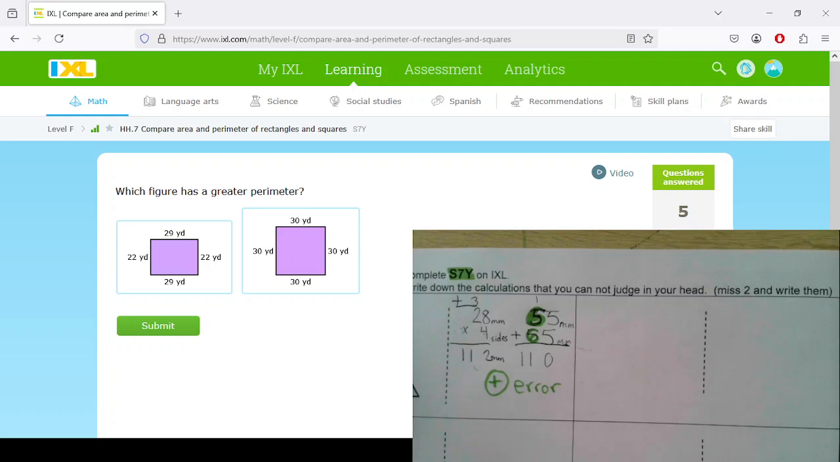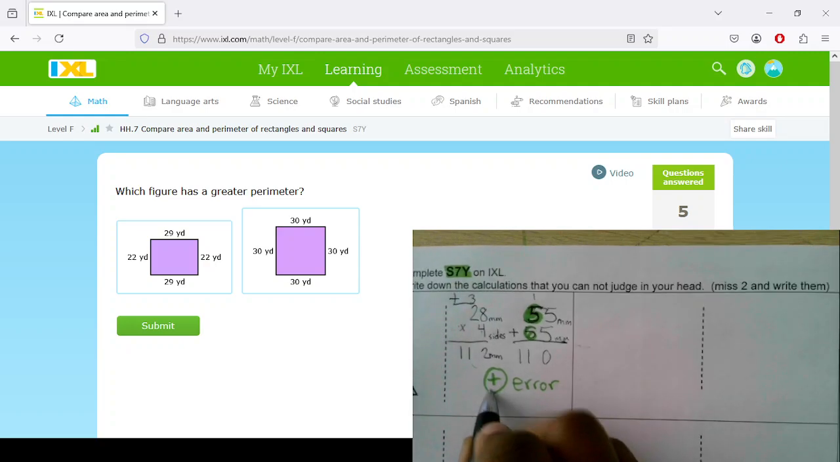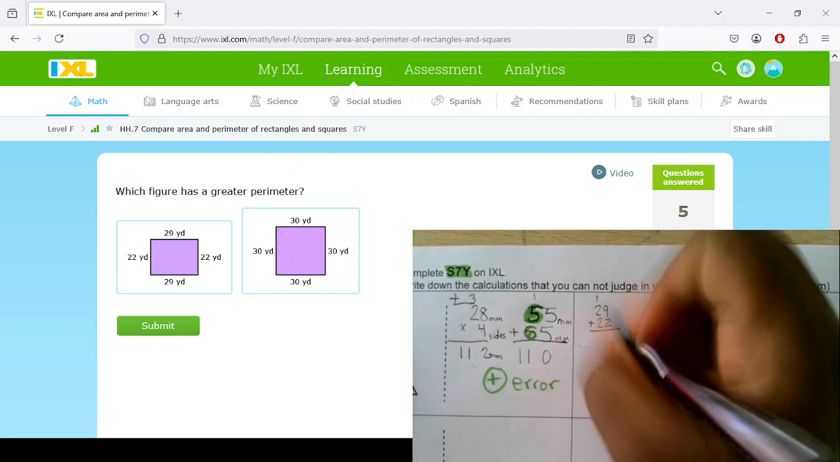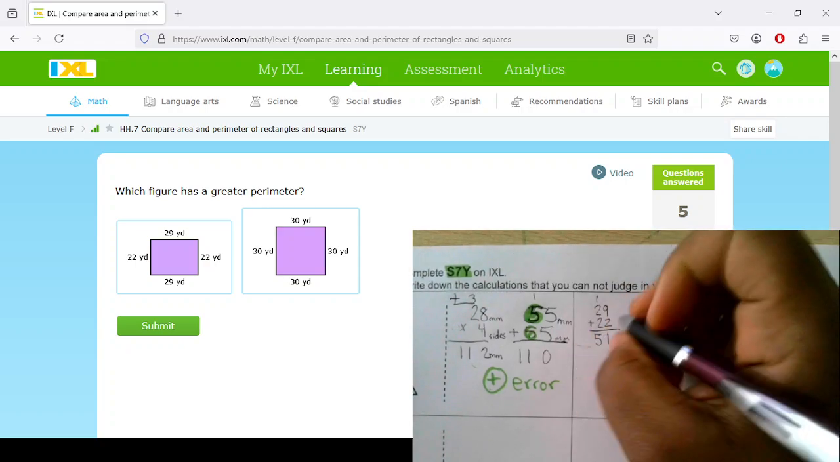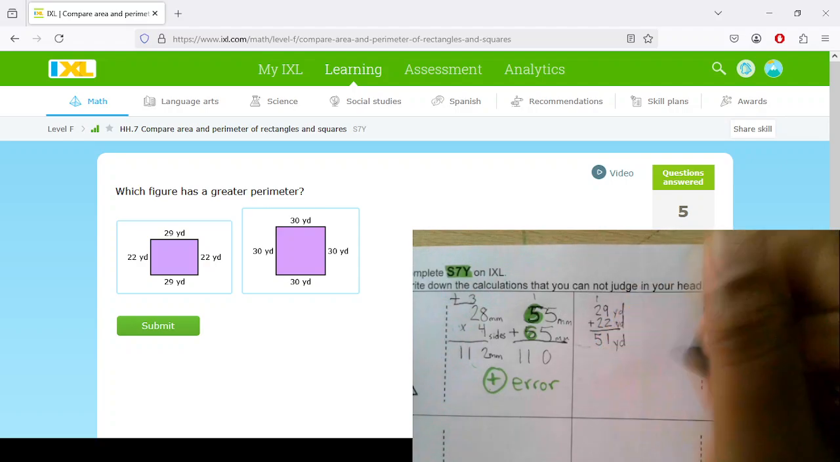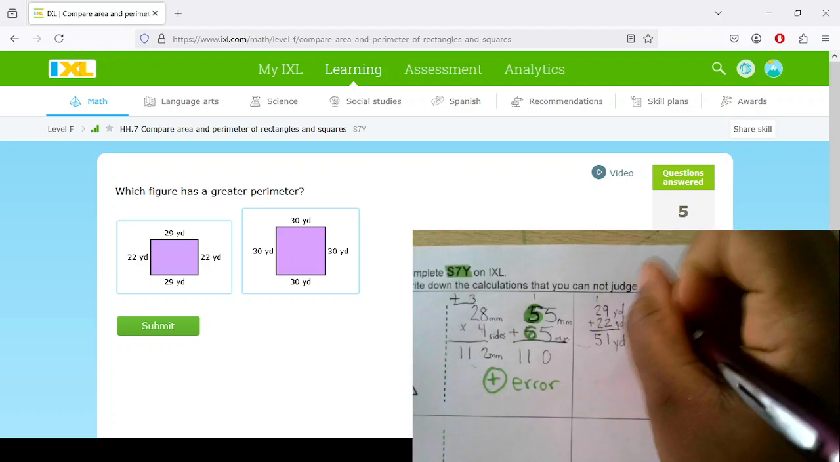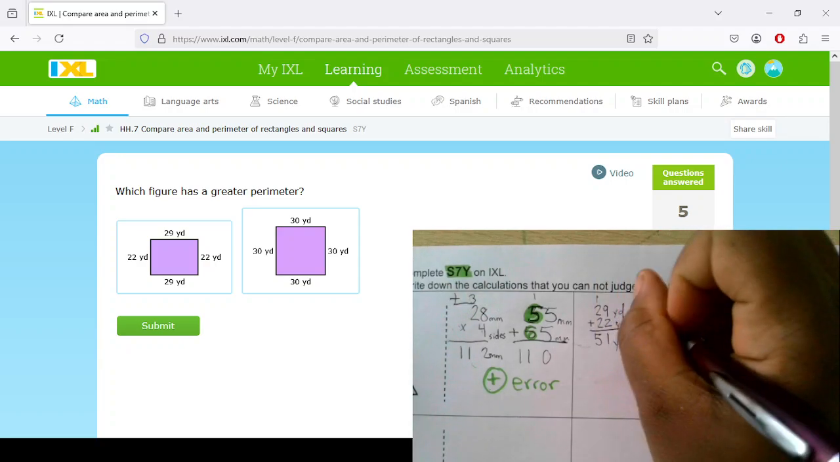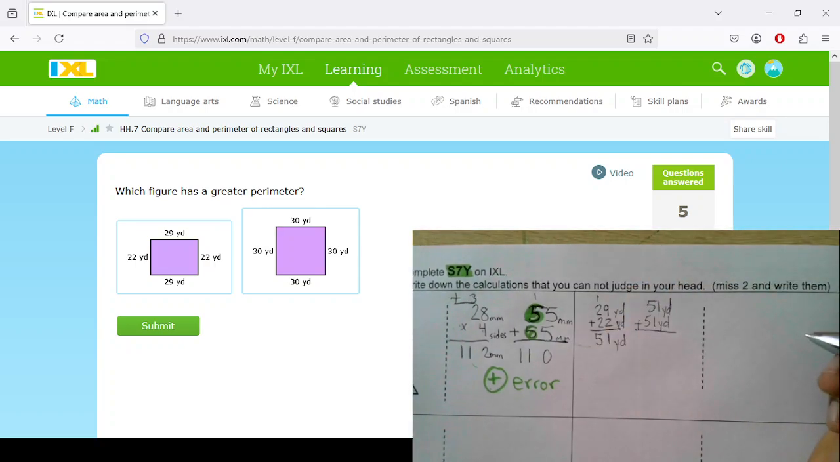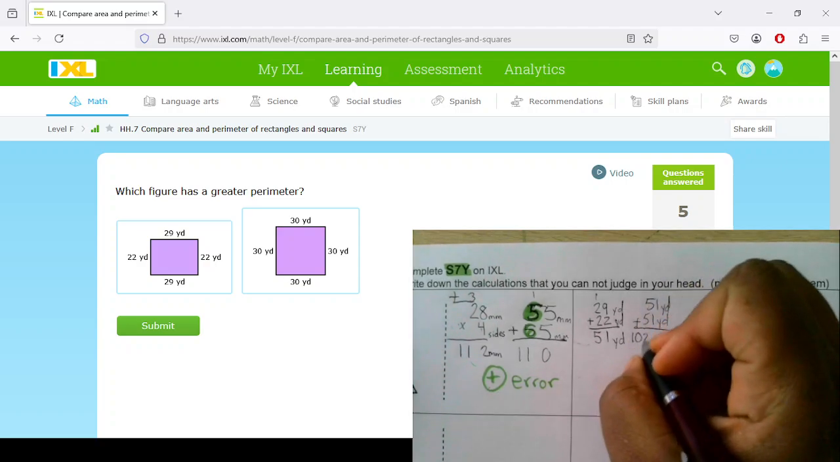Which figure has a greater perimeter? 29 plus 22. Last time I had an addition error when I added those two-digit numbers, so this time I'm going to write it down. 29 yards plus 22 yards gives me 51 yards. So 51 yards plus 51 yards. Again, last time I had an addition error, I thought I did it in my head. So see how I'm modeling what to do? It's going to be 102 yards.